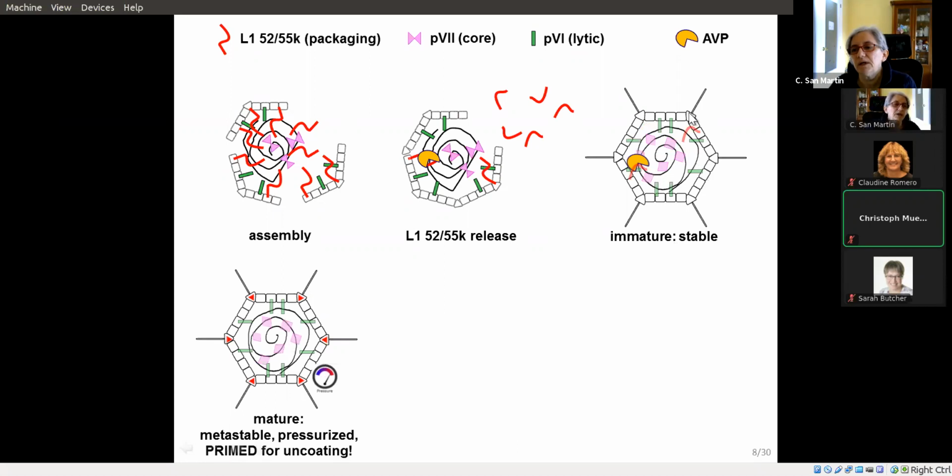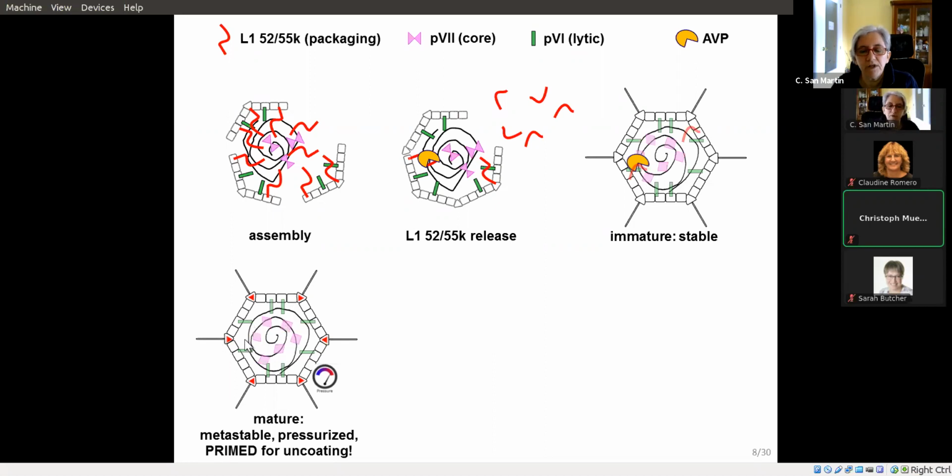Now, when the protease cleaves all its targets in capsid and core proteins, we have the mature particle. The protease, among other targets, cleaves the core proteins. And we've seen that the cleavage of the core proteins somehow decreases their DNA condensing activity, so that now the repulsion between the DNA strands increases, and this creates an internal pressure in the particle.